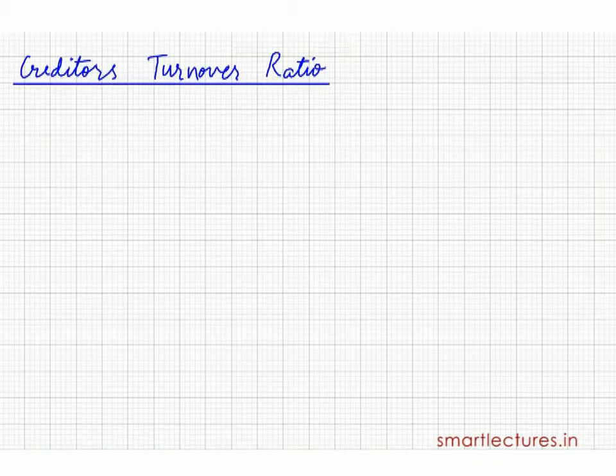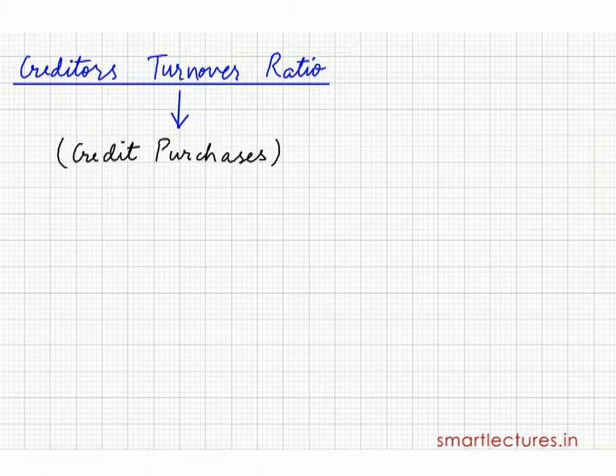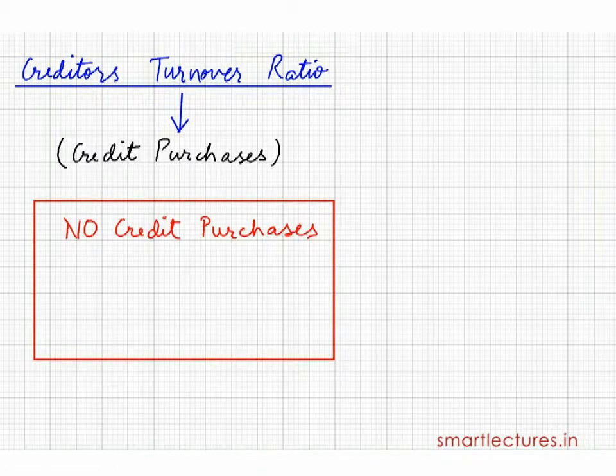Now, creditors turnover ratio. As the name of the ratio is telling you, this ratio establishes a relationship between creditors and turnover. In this ratio, the expression of turnover is credit purchases, because creditors are always related to credit purchases. If in the company there are no credit purchases, it means no creditors. So creditors are the creation of credit purchases.